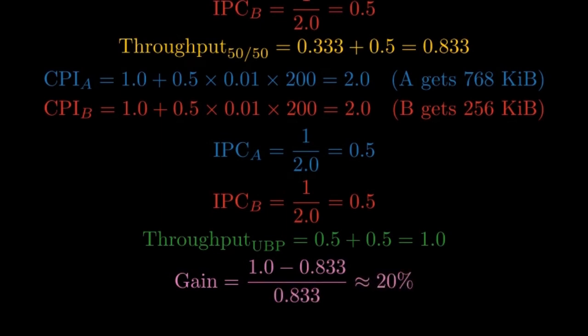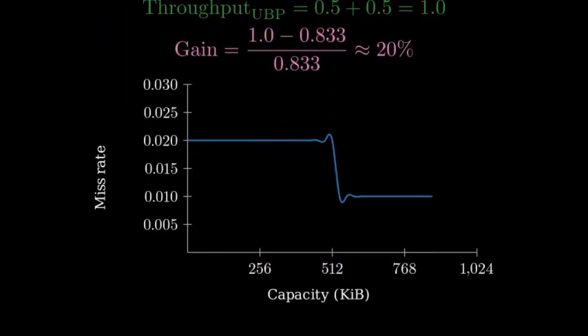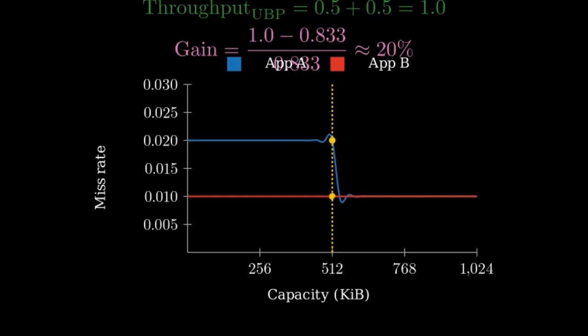Let us visualize the miss curves. On the horizontal axis, we put allocated cache capacity from 0 to 1024 kilobytes. On the vertical axis, we put miss rate. We draw application A in blue. It sits at 2% up to 512 kilobytes, then drops to 1% above that. Application B in red is flat at 1% across all sizes. We mark the 50-50 split at 512 kilobytes for both. Notice A is above the knee there.